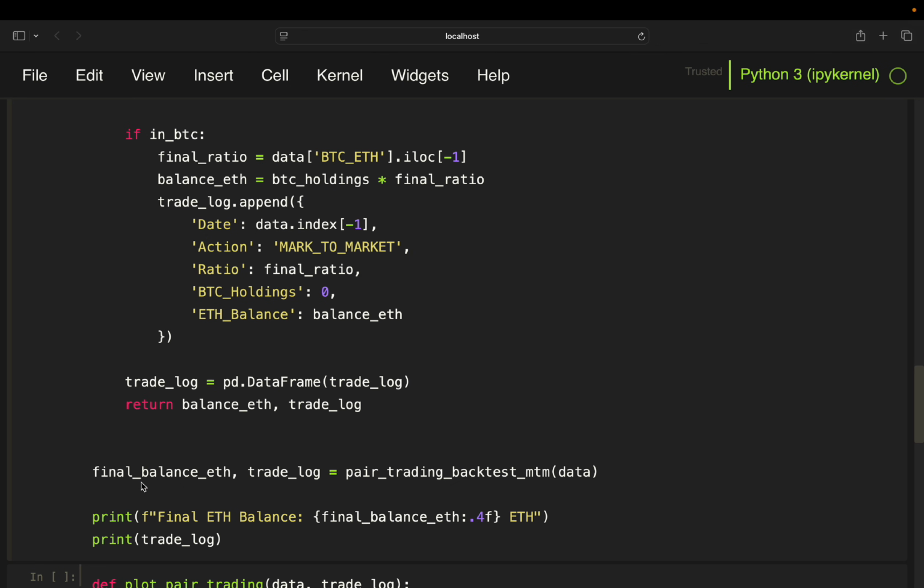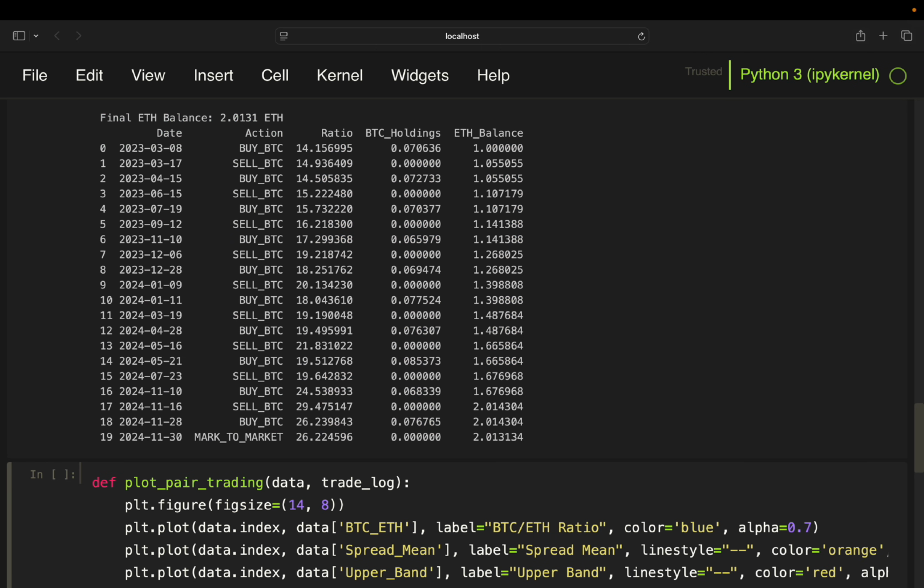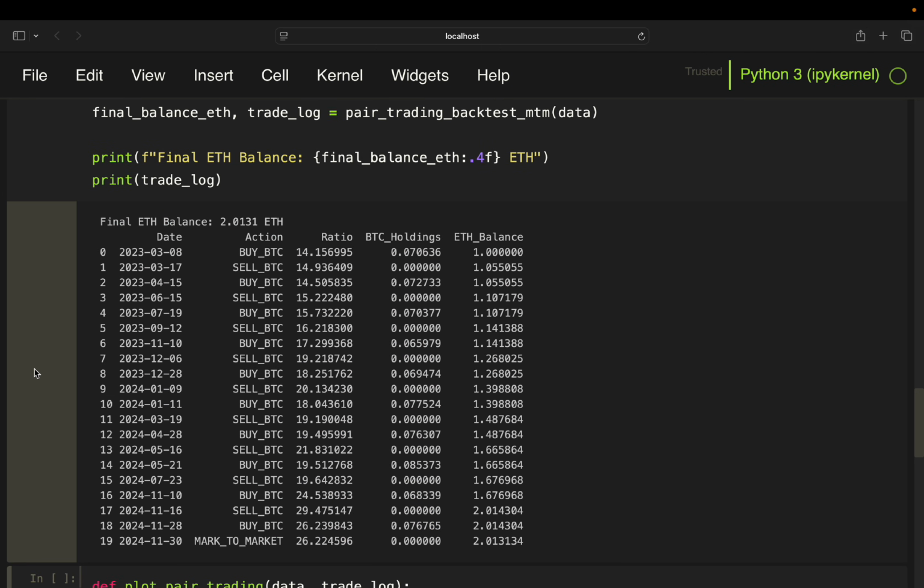So let's execute that whole construct and see what we're ending up with. As you see, I'm already calling it here final balance ETH and trade log, and I'm just calling this function pair trading backtest mark to market. So let's execute that and see what we're ending up with. Final balance is 2.0131 ETH. So you see, we made quite some profits.